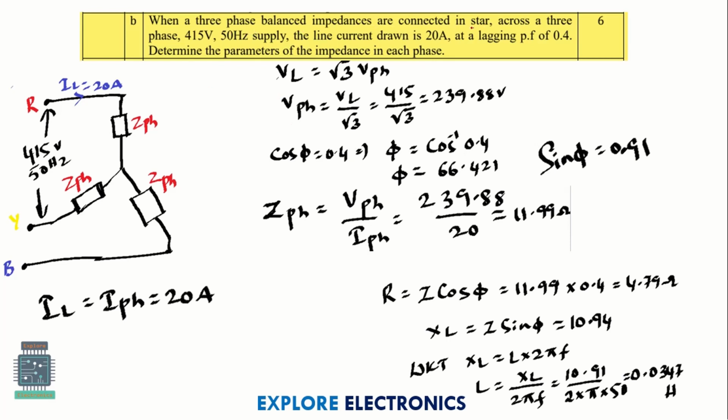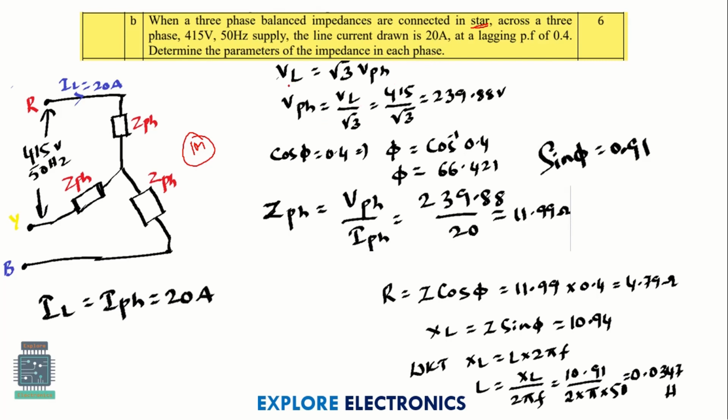Okay. Then there is a problem on three phase: when a three phase balanced impedances are connected in star fashion across a three phase 415 volt 50 hertz supply, and a line current drawn is 20 ampere, lagging power factor of 0.4, determine the parameters of the impedance in each phase. It is again asked for 6 marks. Write the diagram for 1 mark and find out what they have asked. Impedance in each phase they have asked.